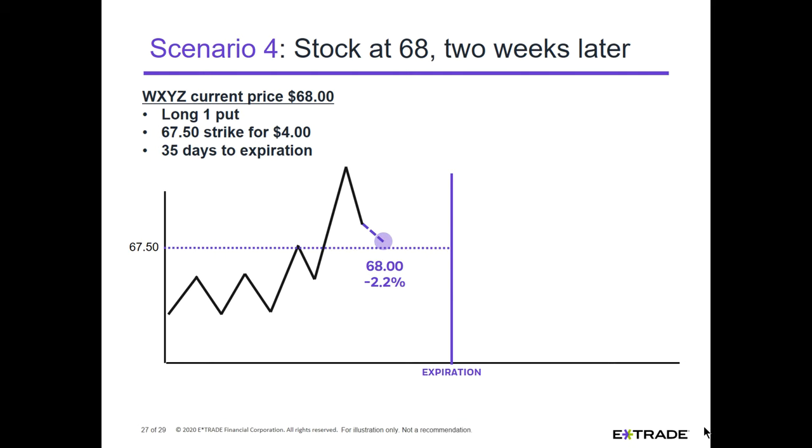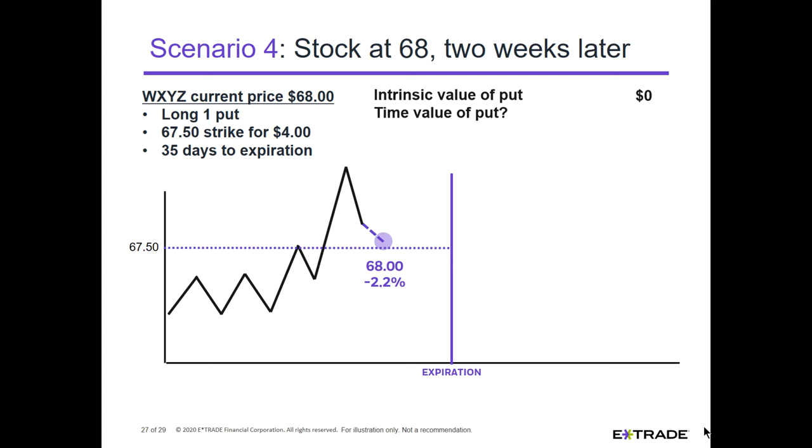What if it's 68 two weeks later? So here is an awkward situation for an options trader, because it's gone in the direction you thought, not as quickly as you had imagined. And some time's gone by, but you still have some life in the option. So what might you be faced with here? Well, the intrinsic value of the put with a $67.50 strike price is zero. There is going to be time value left. We still have 35 days.